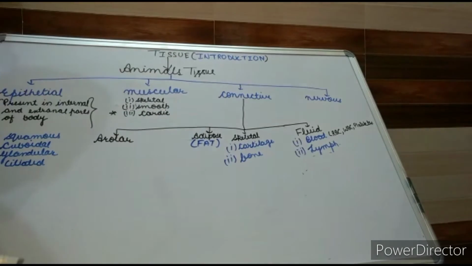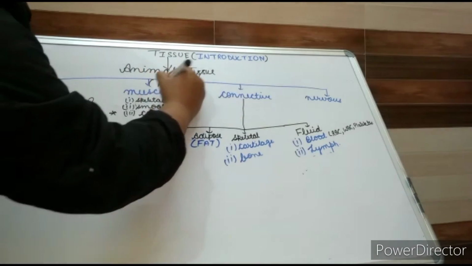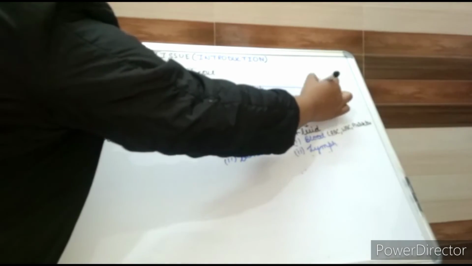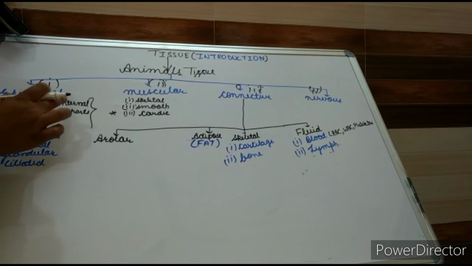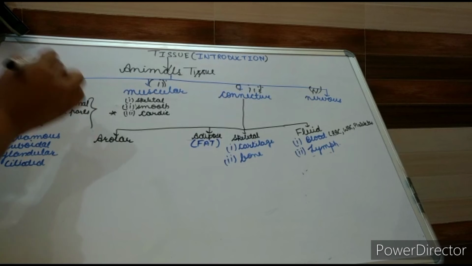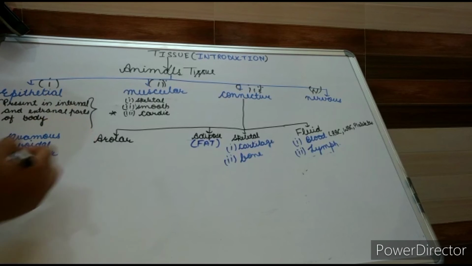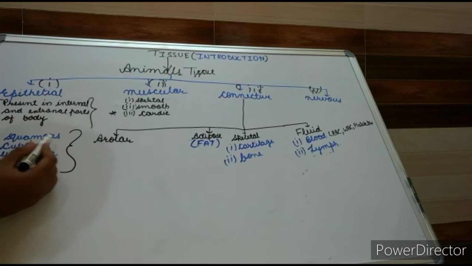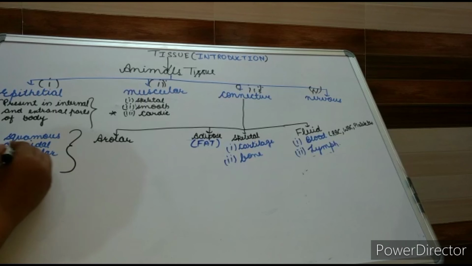The animal tissues are divided into four categories. Number one is epithelial, muscular, connective, and fourth is the nervous. If we are talking about the epithelial tissues, they are present in the internal and external part of the body, and epithelial tissues are divided into four categories: squamous, cuboidal, glandular and ciliated.